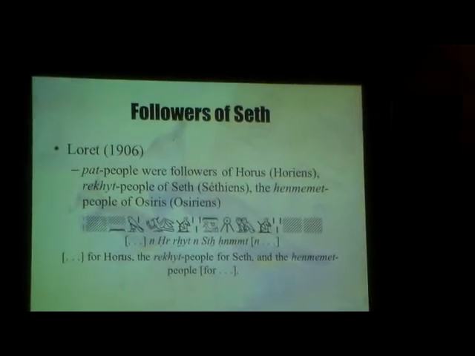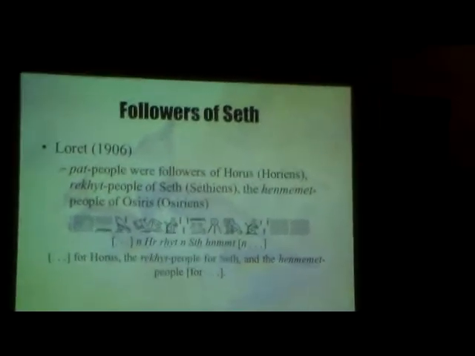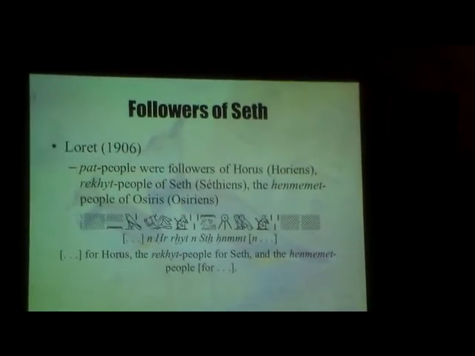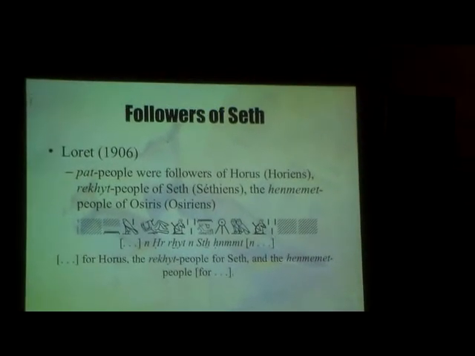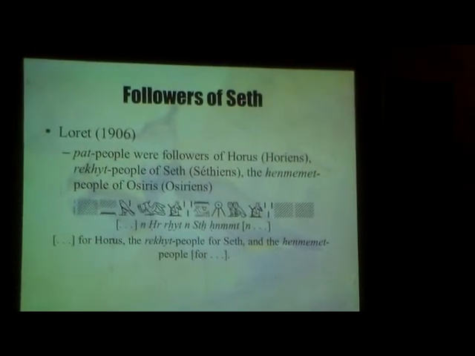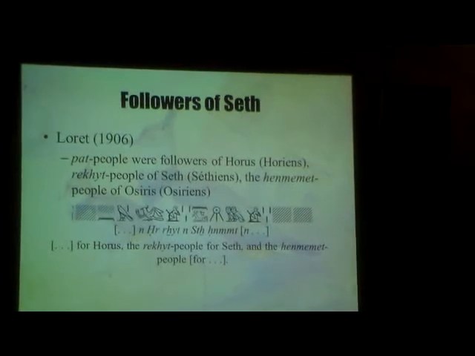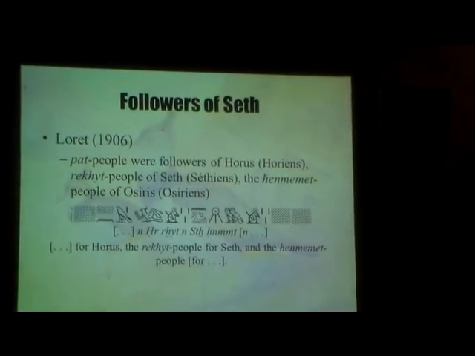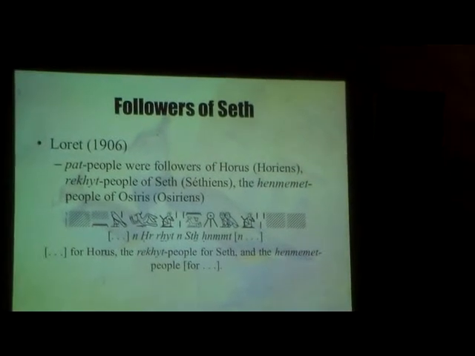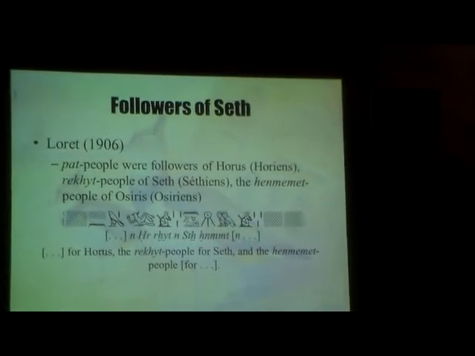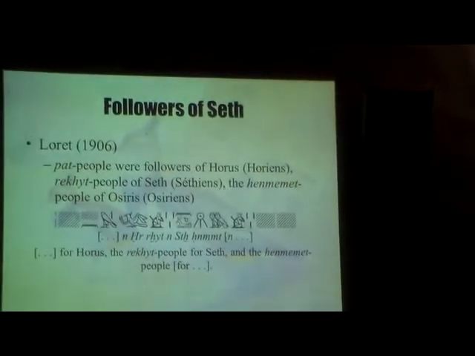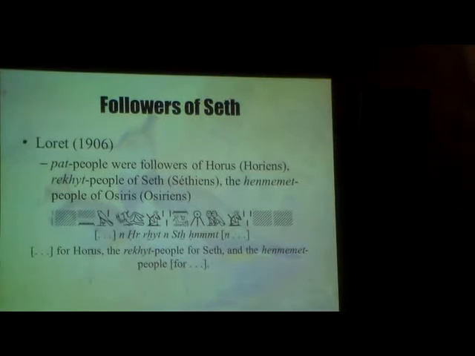The inscription that he uses for this evidence, as you can see, is damaged, and it's from Kom Ombo. So we're going right down into the Ptolemaic period for this. Difficult to read. You seem to certainly have something for Horus. Is it the Pat people for Horus? Then you seem to have the rekhyt people for Seth, and then you have the Hennumet people for perhaps Osiris. We don't know. So it's not very strong evidence to support the idea that they were followers of Seth.